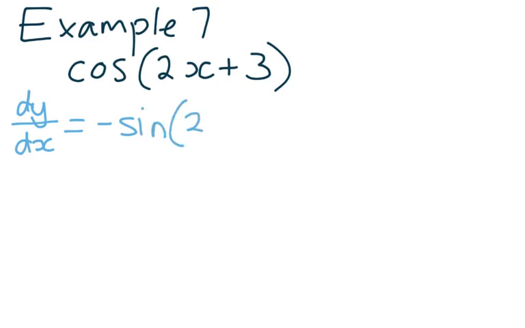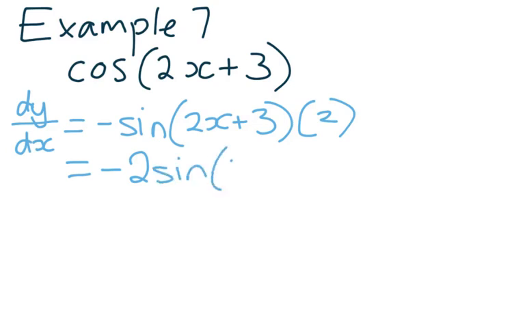And then we're going to have 2x plus 3. And then we have to multiply it by the derivative of the inside of the bracket. So our derivative of 2x plus 3 is 2. And then we just bring that 2 to the front, so we would end up with negative 2 sine of 2x plus 3. So all I did there was I thought about what's the derivative of cosine, and then I wrote that in with the u function there, and then I had to think about what's the derivative of that inside function, and we multiply it by that to get our answer.